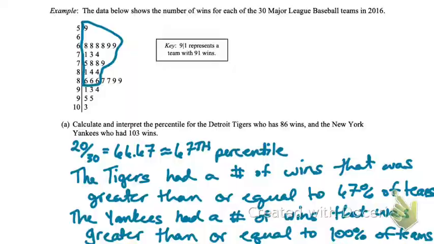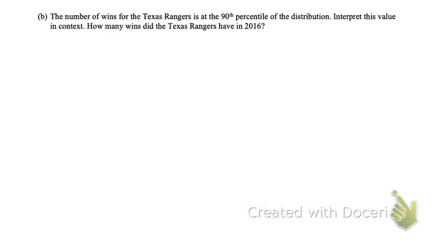Now we're going to go backwards. The number of wins for the Texas Rangers is at the 90th percentile. Interpret this value in context of the problem and how many wins did the Rangers have? So what does this mean?